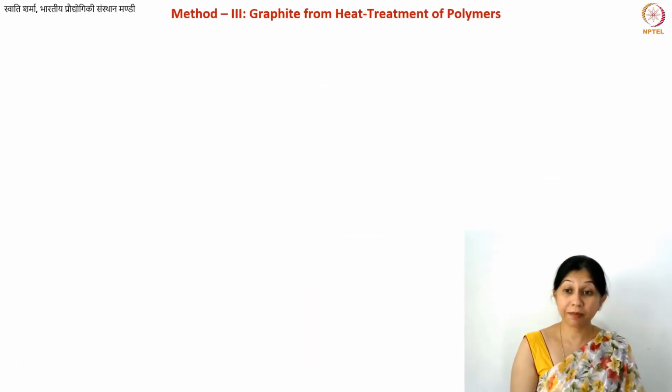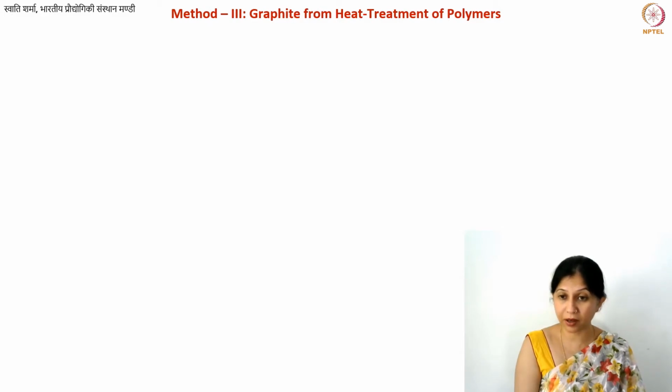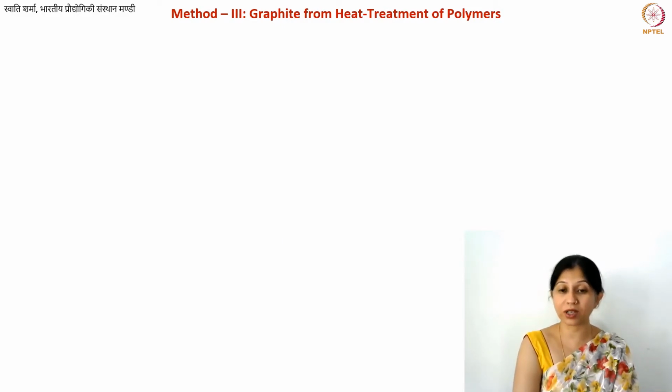Okay, so the third method of graphite production is the heat treatment of polymers. The first method was heat treatment of petrochemical products such as coke and pitch. Now this is the third one. The heat treatment of polymers is done for making a lot of carbon materials, not just graphite. In fact, it is used more for making what are known as non-graphitizing carbons, and there are fewer polymers that will also give you some graphite.